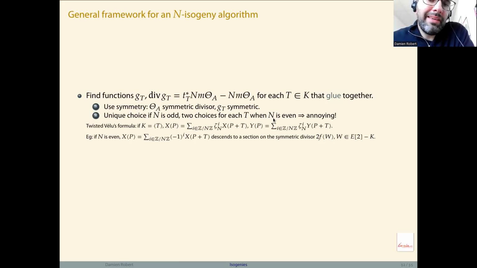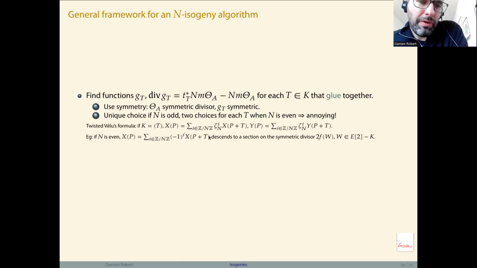When n is even, there are two symmetric functions. So here we need to be a bit more careful to take traces that glue together. So it's a bit more annoying. And actually, the duality between n odd and n even can already be seen on Vélu's formula. If you take n even and you look at Vélu's formula twisted by a sign here, you also get another isogeny formula that works. I don't know if you ever tested it, but it works.